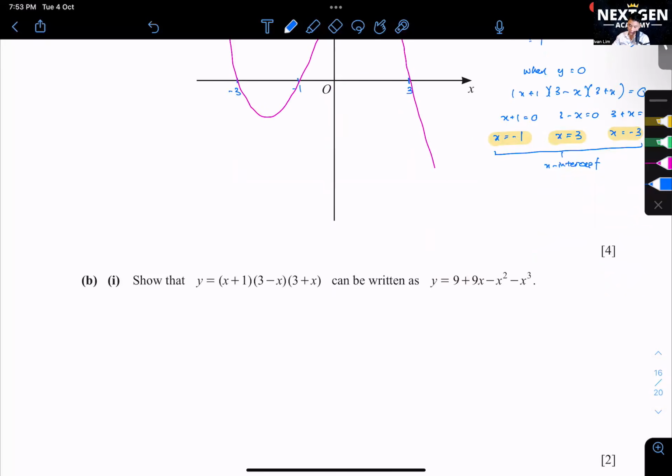Okay, show that y equals x plus 1, 3 minus x, 3 plus x can be written as this. So we just expand it. You'll get x plus 1, 9 minus x squared.